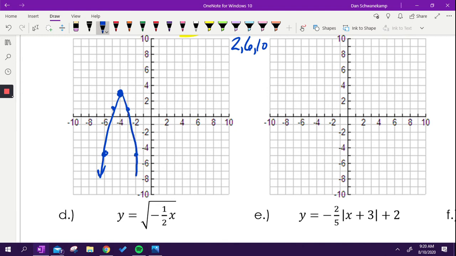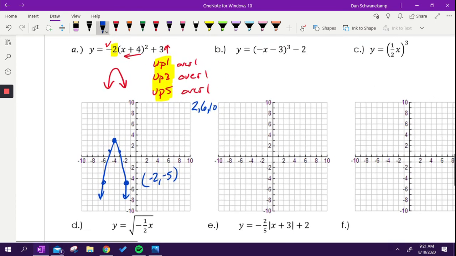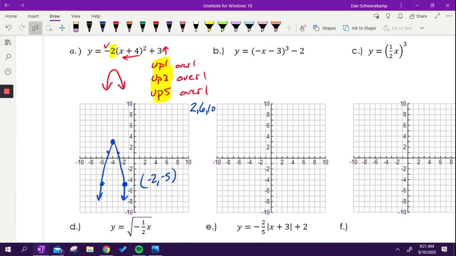Let's do letter B. Negative (x minus 3) cubed minus 2. Show me with your arms. What's the shape? Is it cubed or cube rooted? Cubed. If you take a number and you cube it, it gets way bigger, way faster. Some of you are giving me the cube roots. Don't give me that shape. My shape is like that. It's cubed. It's going up.